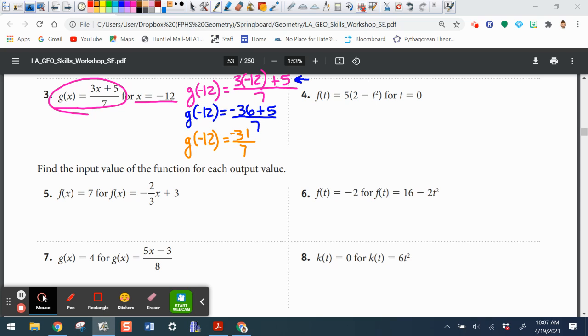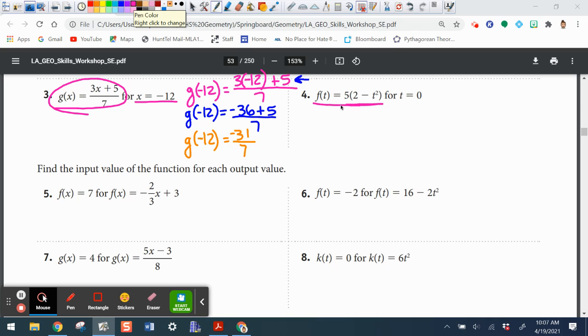It doesn't look like 7 will divide into 31 evenly. As you know, I prefer improper fractions over decimals, even over mixed numbers. So we're just going to leave that as g of negative 12 equals negative 31 over 7. Now let's take a look at number 4.